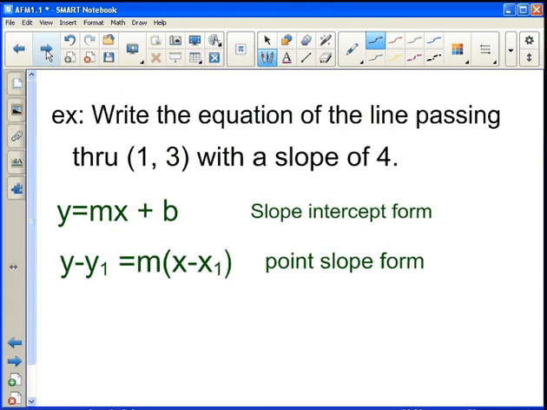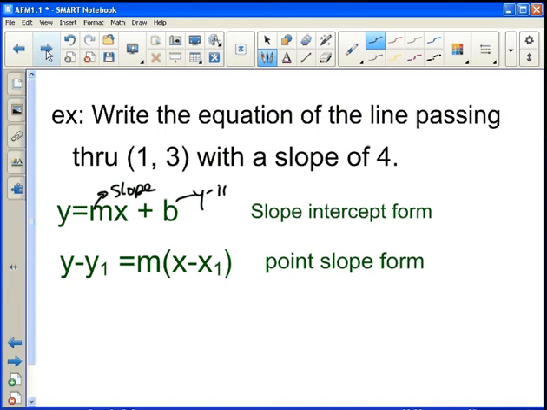Second, we're going to try to write the equation of a line passing through the point 1, 3 with a slope of 4. Now there are two common equations that are used when you're trying to write the equation of a line. The first is the slope-intercept form, y equals mx plus b. It's important to remember this m is the slope, b is the y-intercept.